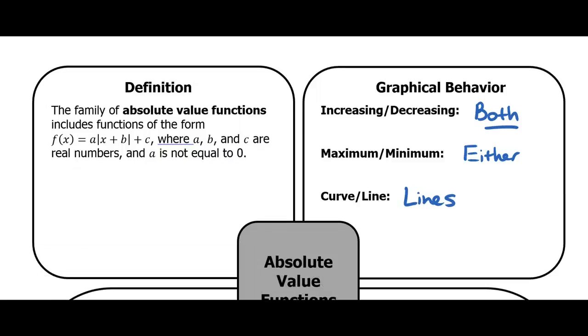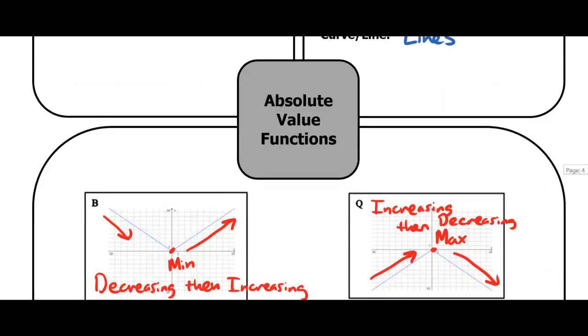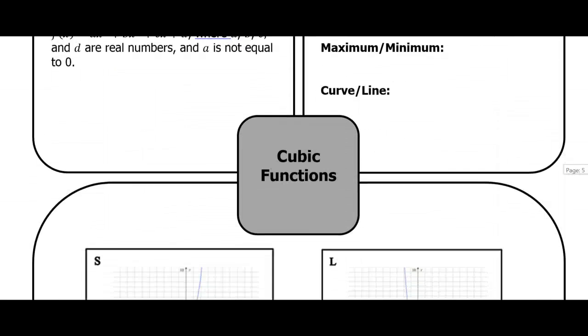Okay, to figure out whether or not an equation is an absolute value equation is very, very simple. This is the general form: f of x equals a times the absolute value of x plus b, plus c. And the easy way to figure that out is if you have absolute value bars and those absolute value bars contain an x, then that means you have an absolute value function. So you're looking for absolute value bars, and you need to have your variable, typically your x, inside those absolute value bars.